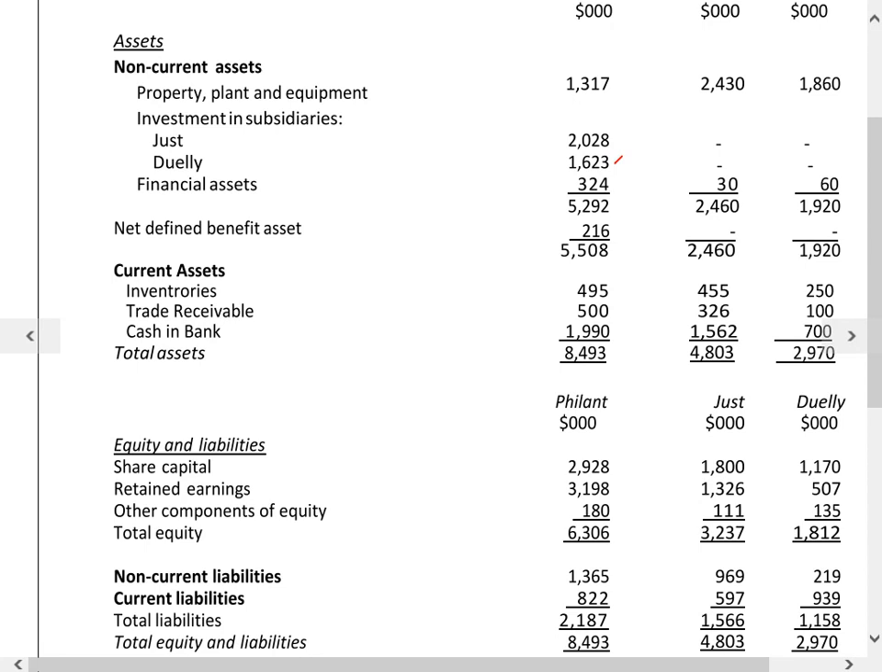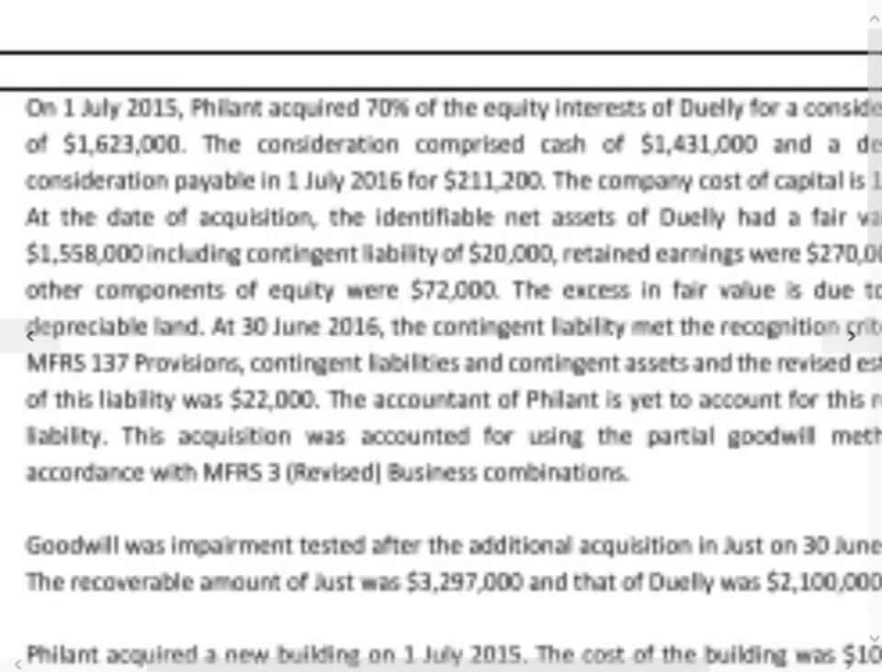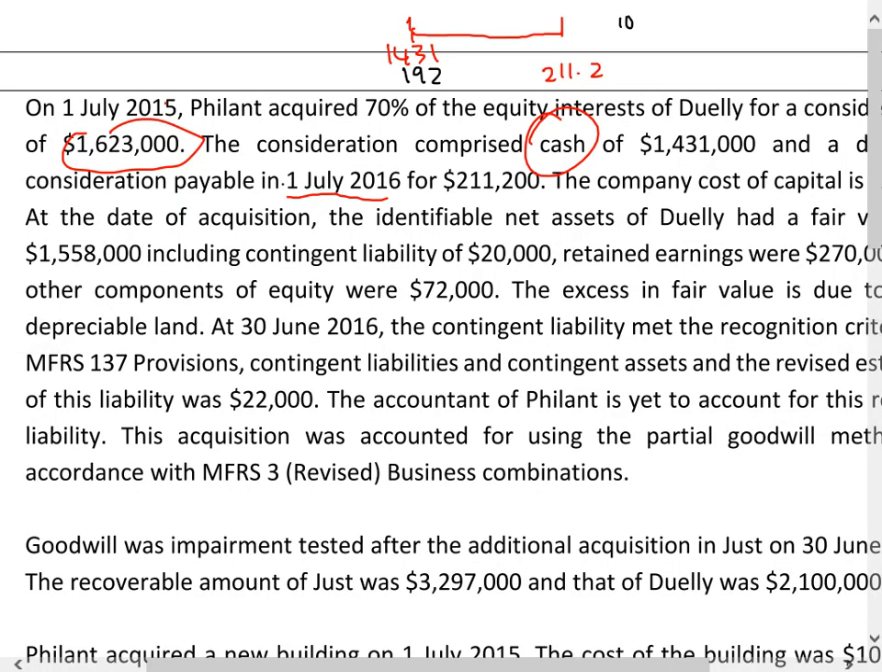Okay, so the consideration comprised of cash and deferred consideration. Must I unwind at 10%? Yes. Plus how much? 19.2. So I need to unwind 10% of the 192, which will be 19.2. This one is charged to finance cost as well as my liability here. So it will affect my retained earnings.